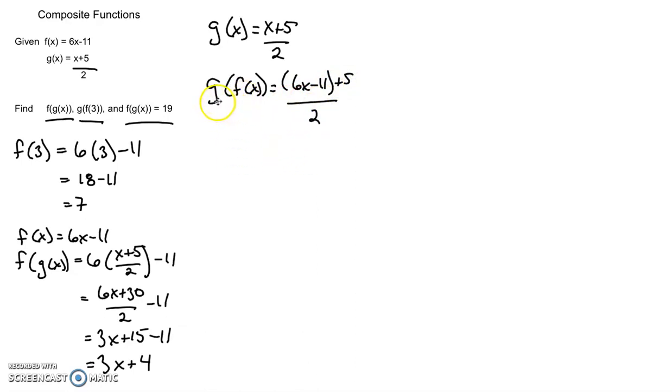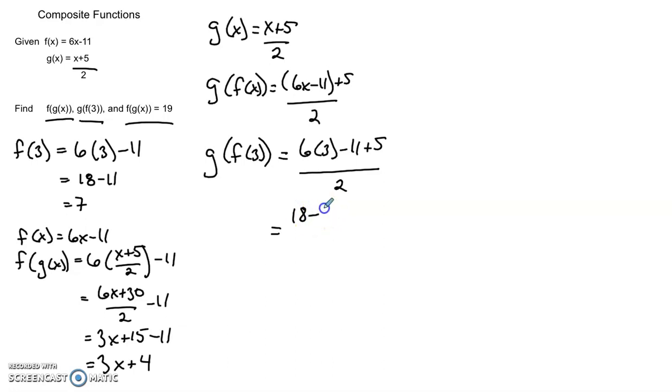And finally, we aren't looking for g of f of x, we're looking for g of f of 3, which means we now replace every x that we see with a 3. So this equals (6 times 3 minus 11 plus 5) divided by 2. We can simplify that. 6 times 3 is 18, minus 11, plus 5, over 2. 18 minus 11 is 7, plus 5 over 2, which will be 12 over 2, which will be 6. So g of f of 3 is 6.